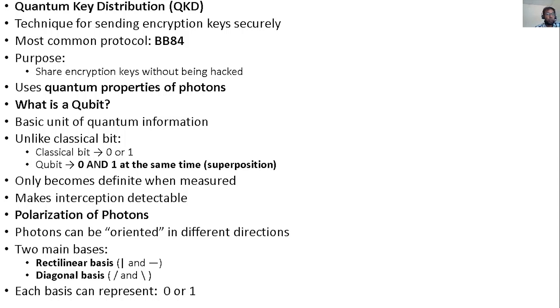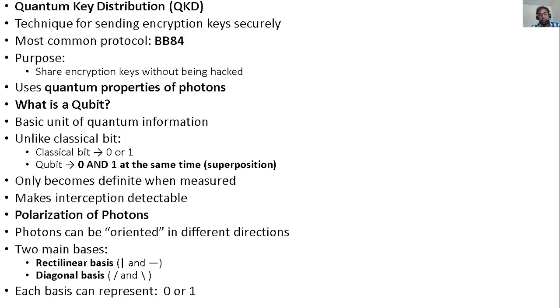Quantum key distribution is a technique for sending encryption keys securely. The most common protocol is BB84, which shares encryption keys without being hijacked. It uses quantum properties of photons. What is a qubit? The basic unit of quantum information. Unlike classical 0 or 1, a qubit is 0 and 1 at the same time. This is superposition, which only becomes definite when measured. This makes interception detectable.